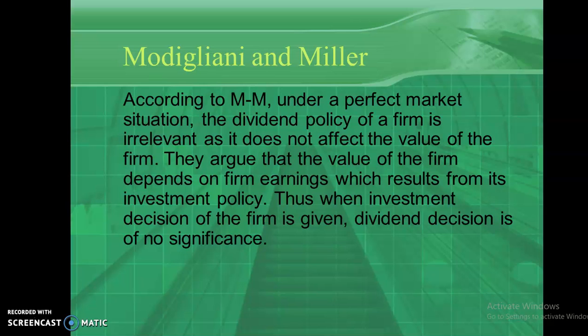So these are the basic theories. The first one is Walter's model, the second one is Gordon's model, and the third one is the Modigliani-Miller model. The first two theories say that dividend policy has some influence on the value of the firm, Gordon's and Walter's models. But Modigliani-Miller says that dividend policy has no influence on the value of the firm.